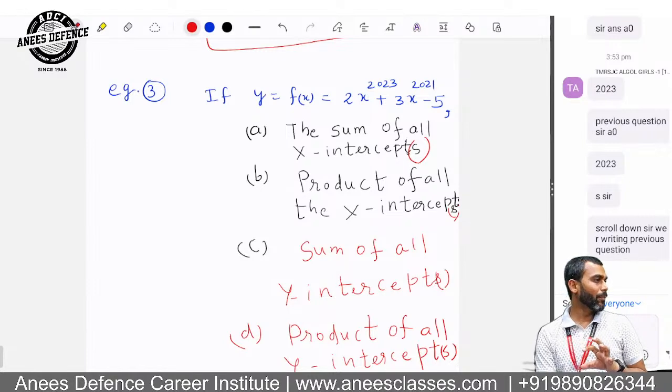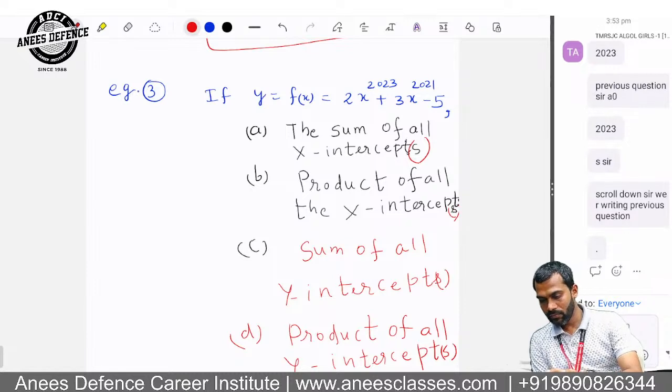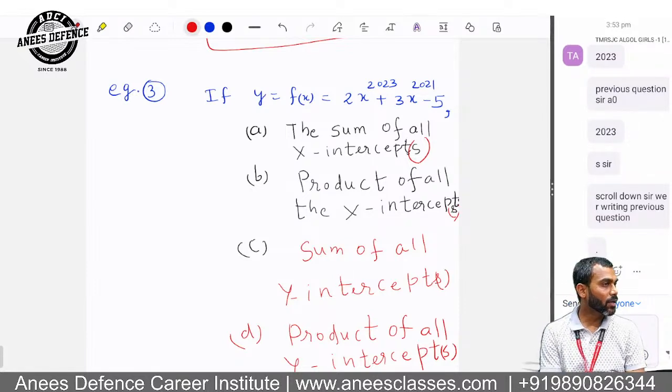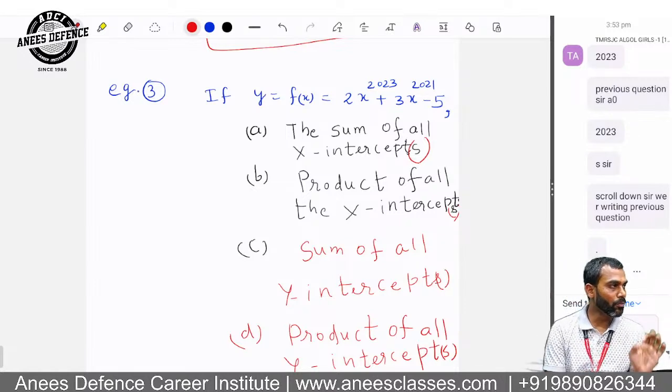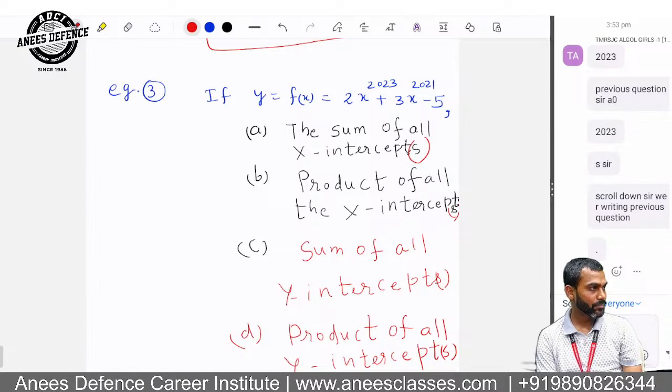Sum of the roots, if you remember, minus b by a. Sum of the roots is minus b by a. What does it mean? Sum of the roots is equal to minus times the coefficient of x raised to n minus 1 divided by the coefficient of x raised to n. That is the formula only. So what is the degree of this polynomial?